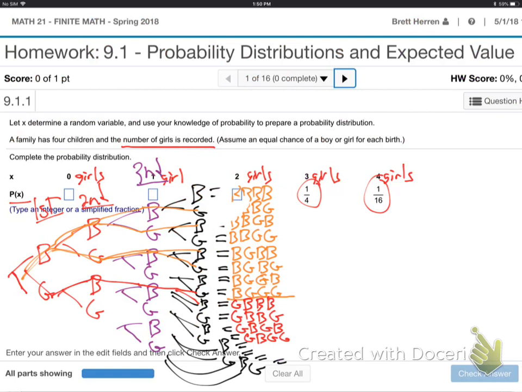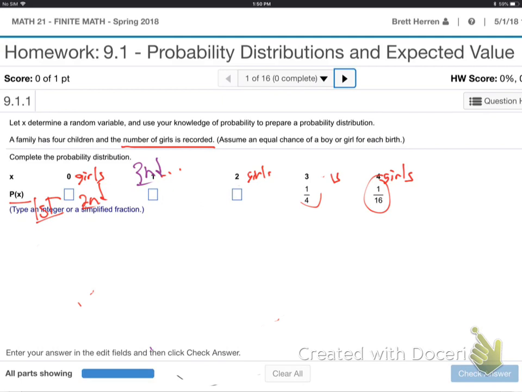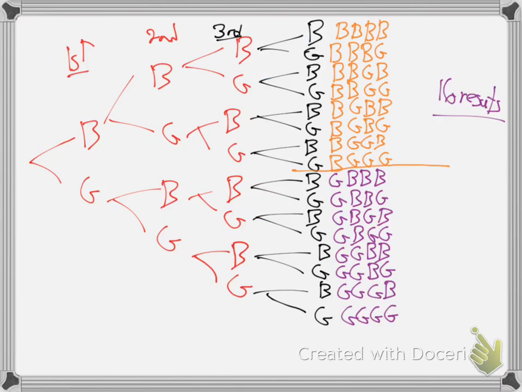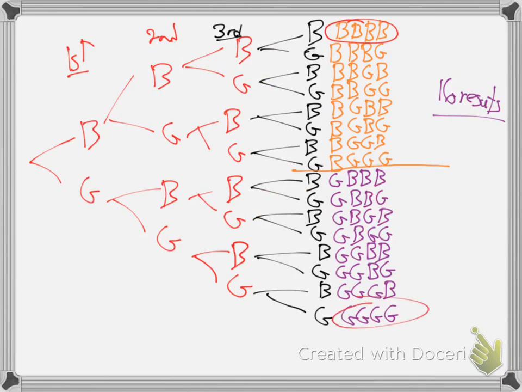So what do they want from me now? Let me get rid of this stuff here. What is their question? They're saying, so what's the chance you have zero girls? So that's P means probability. X is the number, that's what they said here, number of girls. So what's the chance you have zero girls? And this means one girl. Zero girls. This is the only result with zero girls, huh? 1 out of 16. It's 1/16. That's how they got the 1/16 for four girls. That's right here, huh? Chance you're going to have four girls is 1/16. It's just a half times a half times a half times a half.